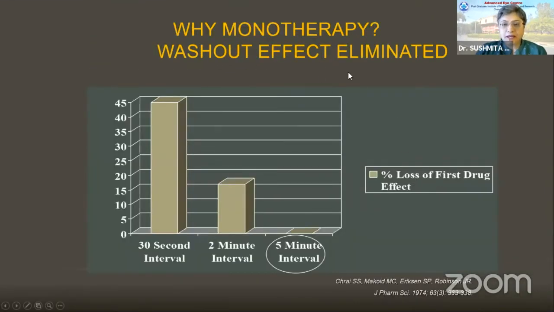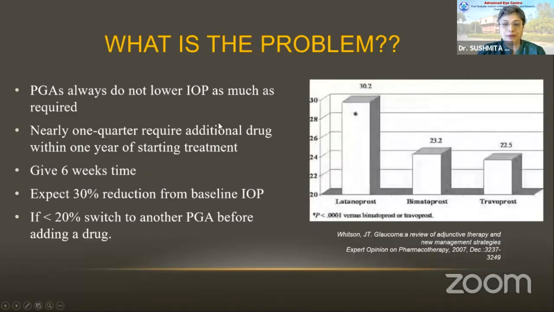Again, with monotherapy the washout effect is eliminated. If you have a 30-second interval between drops, 45% is washed out. So if you give them 2 drops and they don't have too much time, within 30 seconds, half of one drug will be out. With a 2-minute interval, about 15%, and with a 5-minute interval, maybe not. But it's a very rare patient who would agree to a 5-minute wait between.